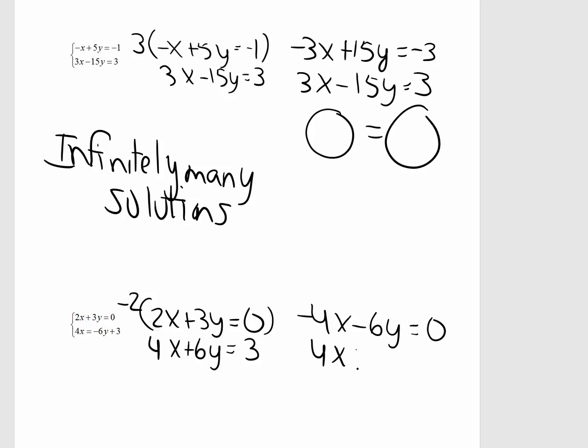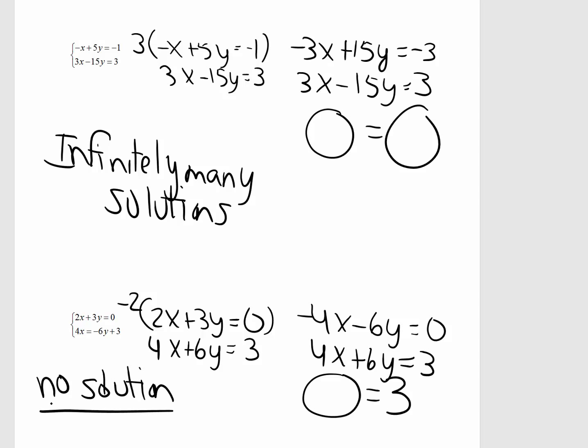Rewrite the second equation. So, notice what we have. Negative 4x plus 4x is 0. Negative 6y plus 6y is 0. So I've got 0 on the left. Yeah, but I don't have 0 on the right-hand side. I have 3. So what does that tell me? I have no solution here.